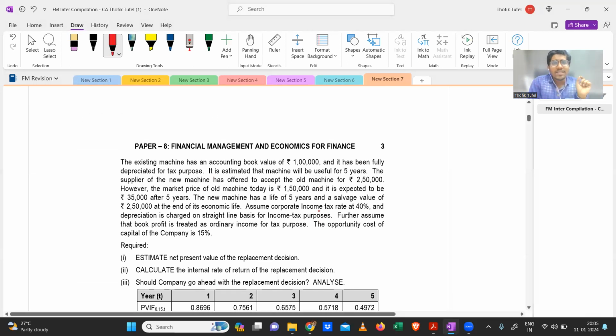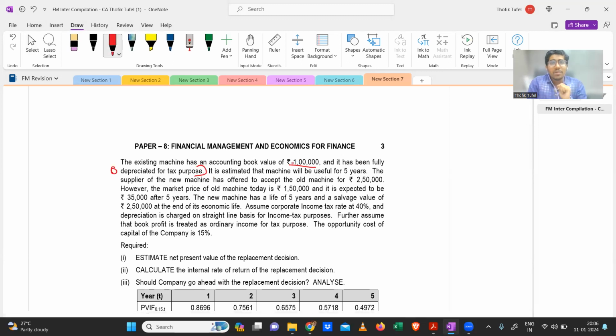Okay. The existing machine has an accounting book value of 1 lakh rupees, and it has been fully depreciated for tax purposes. So for income tax purposes, the book value is zero. But the accounting book value is 1 lakh rupees. In our books of accounts, the value shows at 1 lakh rupees, but as per income tax, the value is 0 rupees. Now we are calculating tax as per income tax, so we have to take the income tax book value. This is one point that we will note.